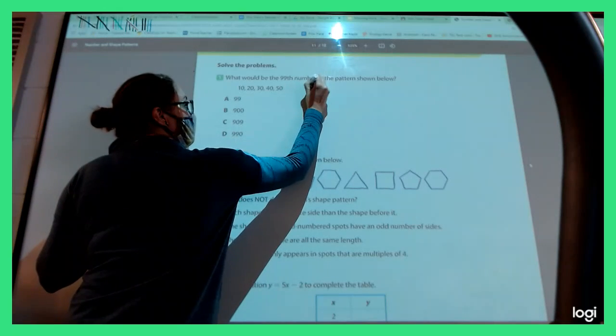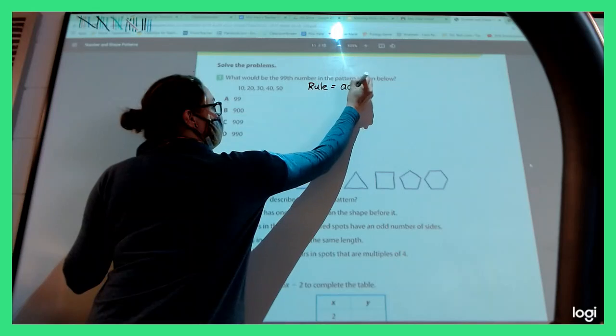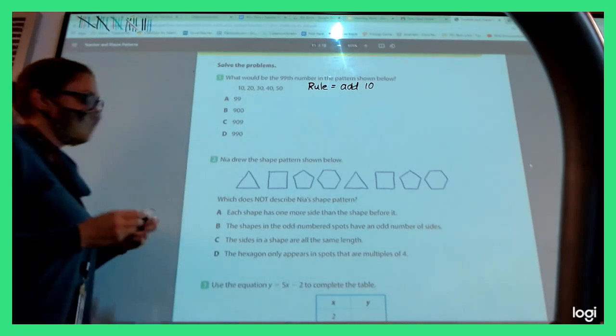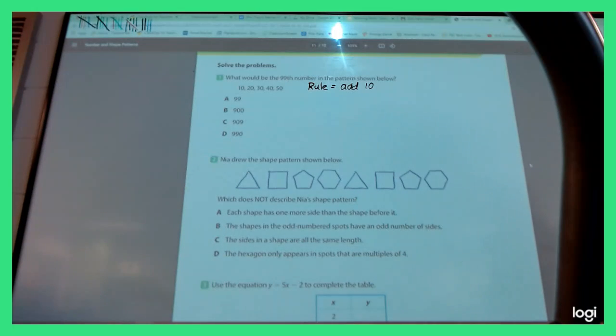So I'm going to go ahead and write my rule. My rule is add 10. So every single time I'm adding 10. And we want to know the 99th number. Noah, what are you thinking?